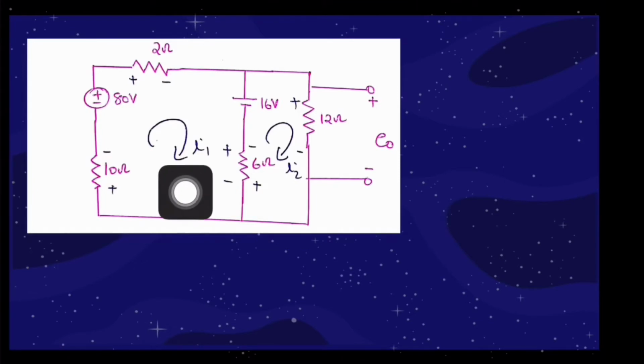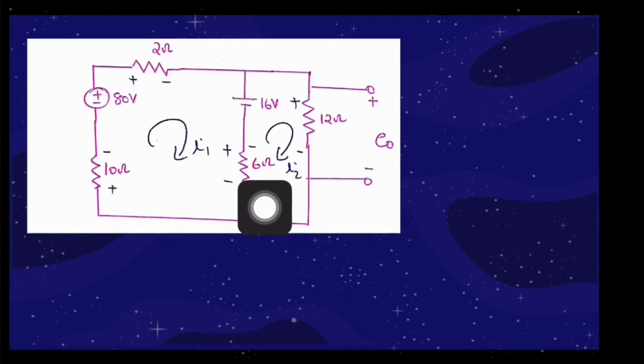I1 is labeled as the mesh current in the first mesh in clockwise direction and I2 as the mesh current in the second mesh in clockwise direction. Then we mark polarities of voltage drop across each resistor according to the direction of assumed currents. As you know, the current entering the terminal of a resistor should be marked as positive and the other terminal as negative of the voltage developed by that current.